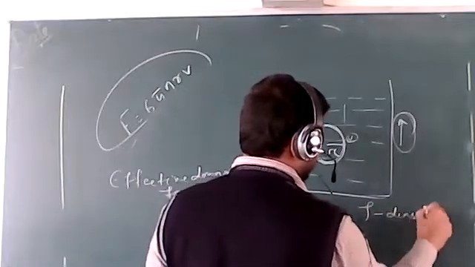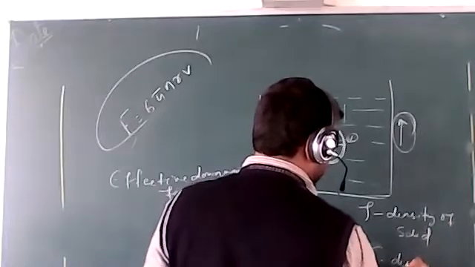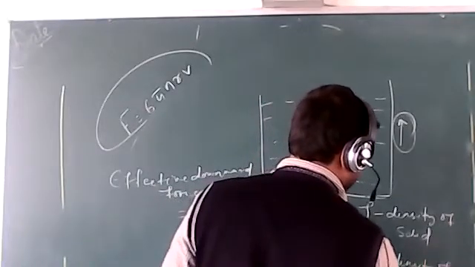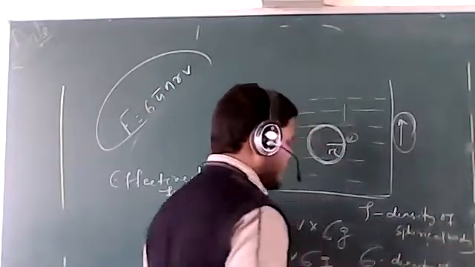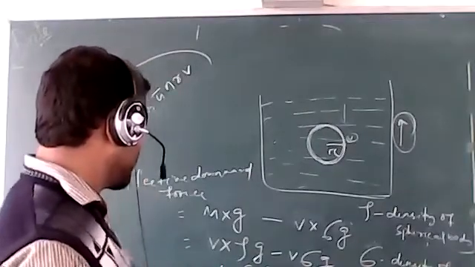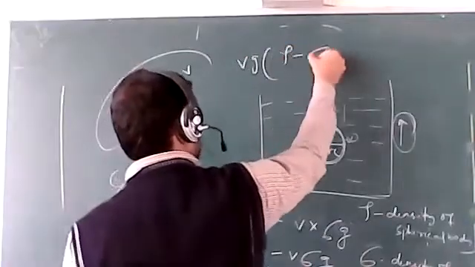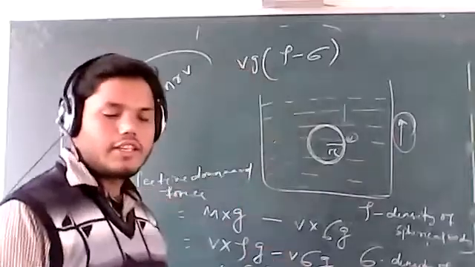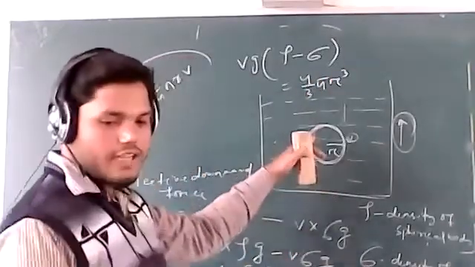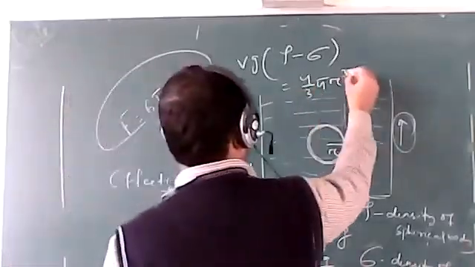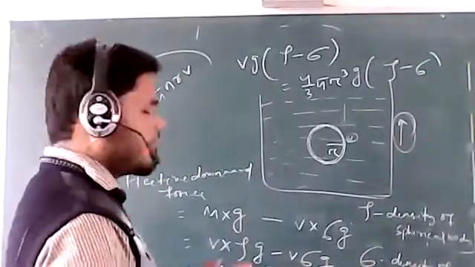So rho is the density of the solid, the spherical body, and sigma is the density of the liquid. Taking v into g common, what remains is rho minus sigma. That is the effective weight. You know that volume means 4 by 3 pi r cubed, if the spherical body has radius r. So it is 4 by 3 pi r cubed into g into rho minus sigma. This is the effective downward force.